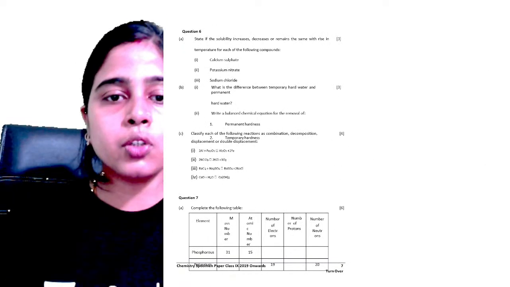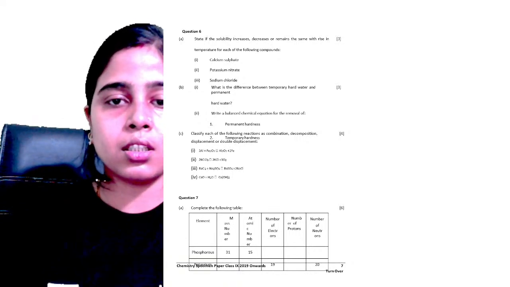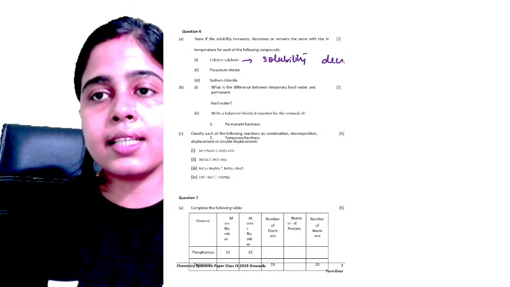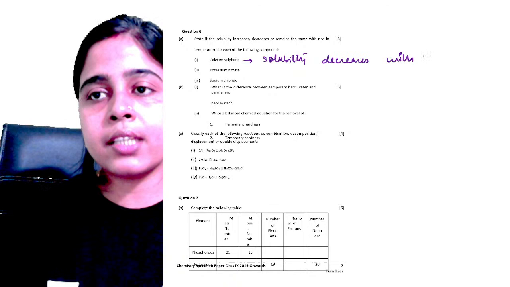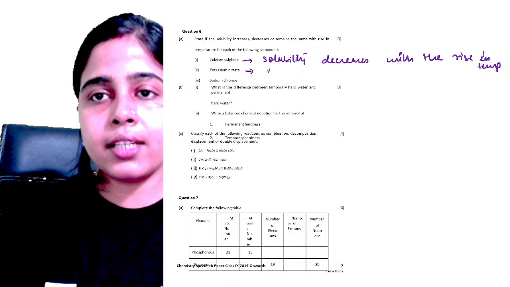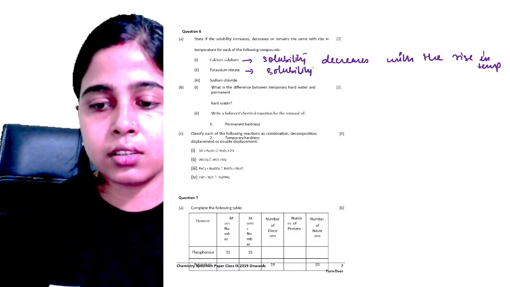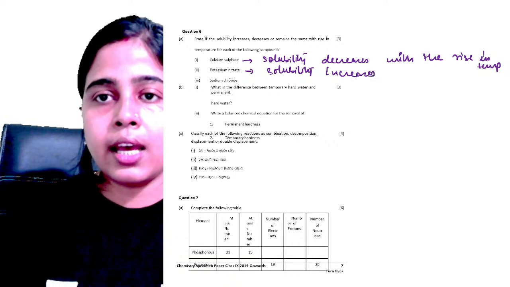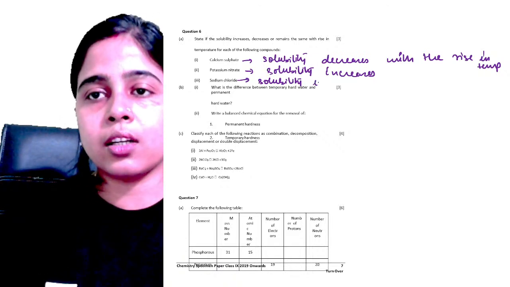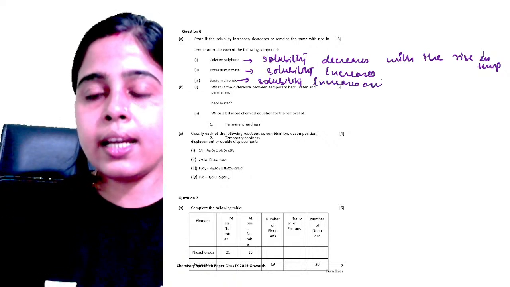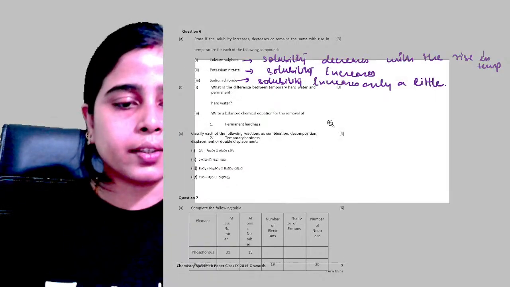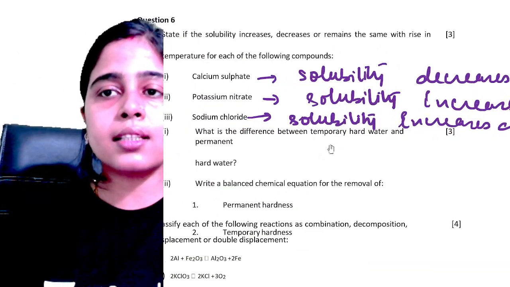So I have already given you the answer. So let me write it for you. For calcium sulfate, the solubility decreases with the increase in temperature or with the rise in temperature. Potassium nitrate solubility increases. And for sodium chloride, solubility increases very little. Okay, solubility increases only a little, very little with the increase in temperature. Clear? So this is the answer over here.